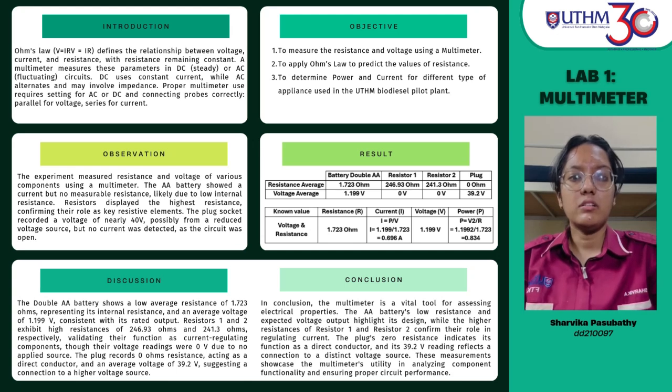As a result, the battery showed an average resistance of 1.723 ohms with a voltage of 1.199 volts. Resistor 1 and 2 had high resistance of 246.93 ohms and 241.3 ohms respectively. The plug had no resistance and a voltage of 39.2 volts.